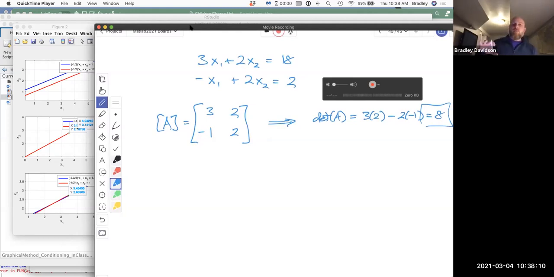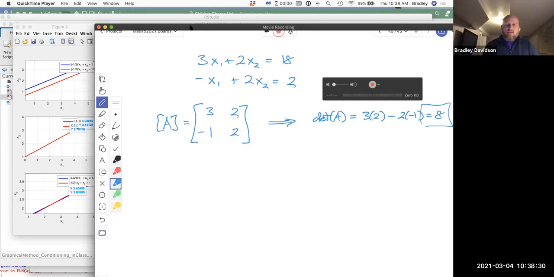So the principle is this: when setting up a linear system into our matrix form, AX is equal to B, if the determinant is close to 0, it's ill-conditioned. It may not have a unique solution. It may have too many solutions, or no solution at all. Or if it's close to 0, it's going to be difficult to solve.